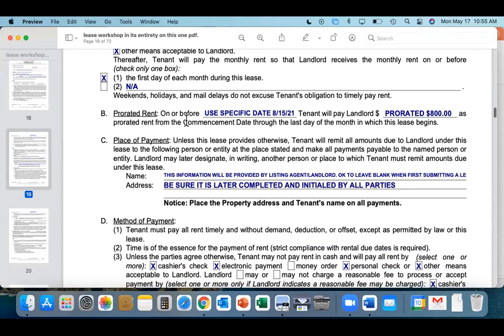Prorated rent. If the client is moving in mid-month, this is where you would prorate the rent. I always get asked how to calculate the math on that. So the best way to figure out per diem is if you have a monthly rent, say it's $2,000 a month, just do that times 12, then take that amount divided by 365, and that's your per diem. So just take your monthly rent times 12, divided by 365, and that's your daily amount.